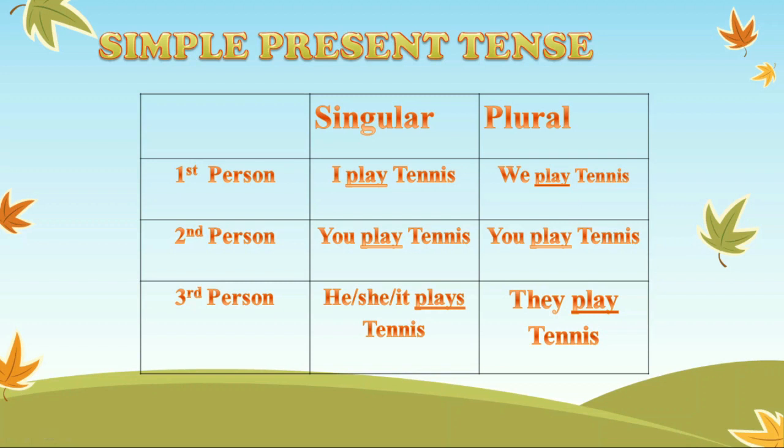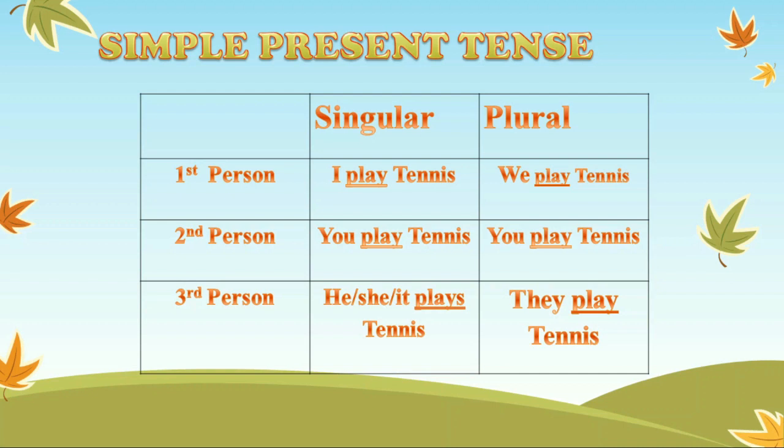Now, in the second person also, we see that we have used the first form of verb and the sentence becomes you play tennis, and in plural also it becomes you play tennis. Now, we notice one change in the third person singular: s is added to the verb play, and in plural the verb remains the same as it is in the first person and second person. In the third person singular, we have added s to the verb. So, the sentence becomes he plays tennis or she plays tennis.